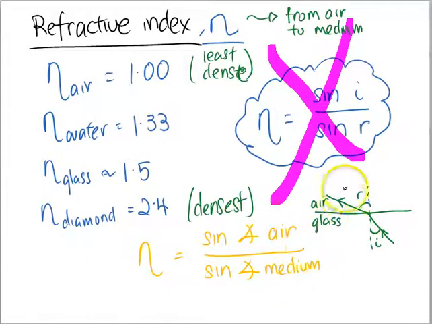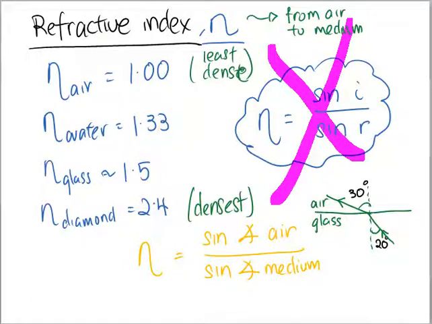So what I need to do is, in this case here, if let's say the angle here is 30 and the angle here is 20, you can just do a simple calculation. Sine 30 divided by sine 20, and you will get the value of n, which is the refractive index.